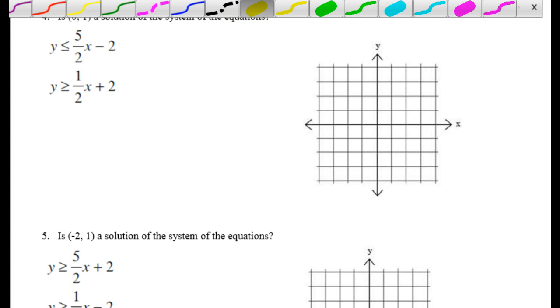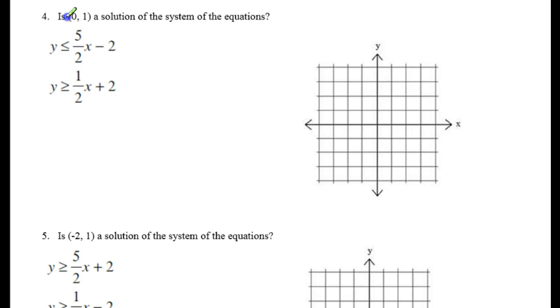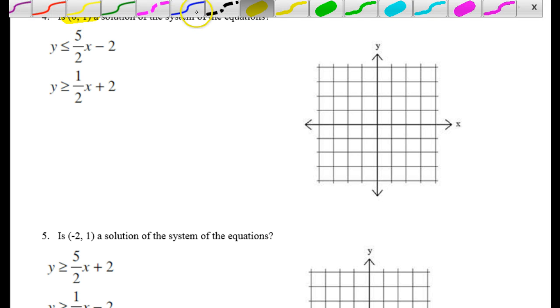Alright, so building on this, now it's asking us for a particular point. Number 4 is now saying, is (0, 1) a solution to this system? Basically what we have to do is graph the system, find the area that's overlapping, and see if that point is in there or not. Okay? So let's graph these like we did.